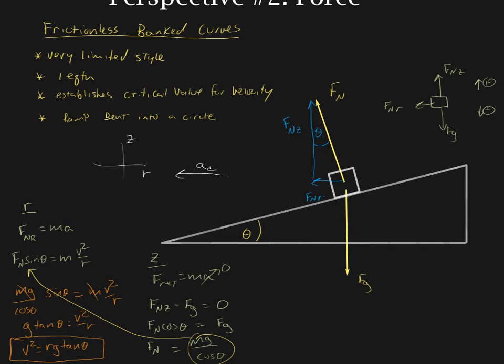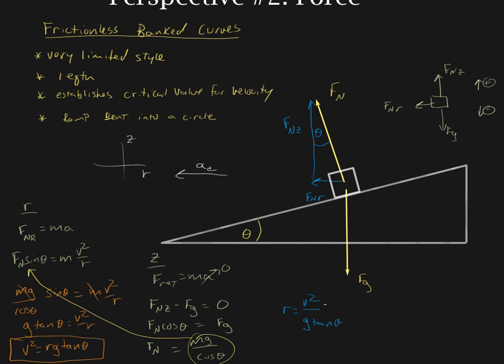Like I said, we're not really going to be able to do much with this because the purpose of this is to do one thing only, and that is to establish what the critical value for the velocity needs to be so that you would move in a perfect circle going around a frictionless banked curve. Now, it should be obvious from this equation if we solve this equation for r, the radius, then we're going to get the radius is equal to v squared over g tan theta.